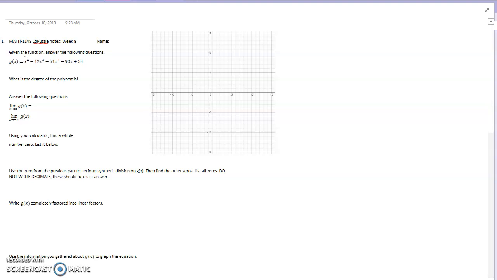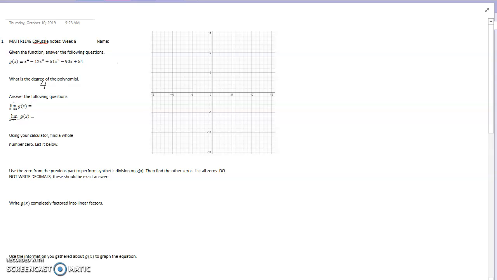So the first thing we're going to do here is find the degree of the polynomial. It's very helpful for finding maximum number of zeros, turning points, and helps us with the end behavior. When this is expanded out, I'm just looking for the highest exponent. I can see that the highest exponent is 4. So the degree of this polynomial is 4.